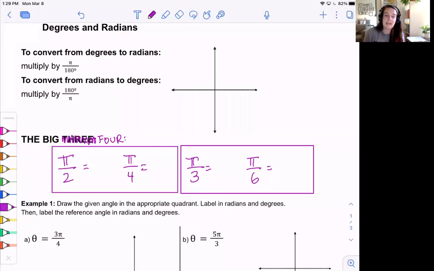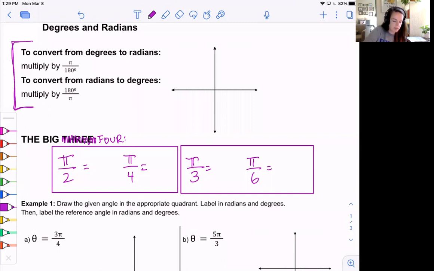Hi everybody, today we are doing degrees and radians. You're probably pretty comfortable with degrees at this point, 360 in a circle, and radians might feel a little clunky to you. We are going to work on that today. So you have the conversions here, right?